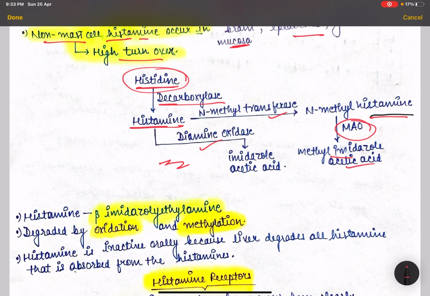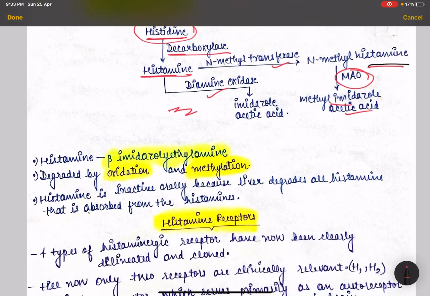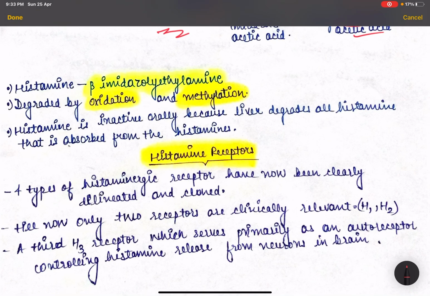If we go through the oxidation pathway, diamine oxidase will act and form imidazole acetic acid. On the basis of chemistry, histamine is beta-imidazolyl ethylamine, and it is degraded by oxidation and methylation, which we have discussed. Histamine is inactive orally. No matter how much histamine we give to patients orally, it is inactive, because the liver is degrading all the histamine that is being absorbed from the intestines.